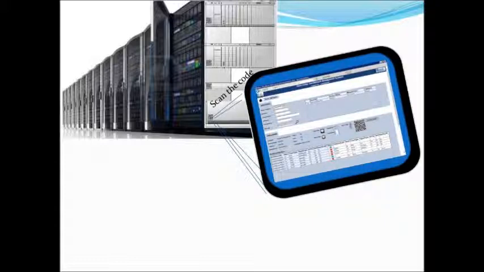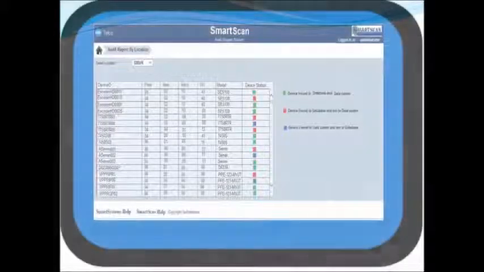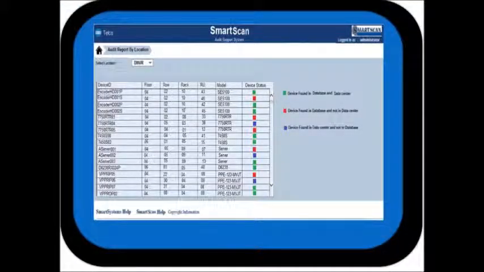When the auditor scans these devices in a center, the system generates an audit summary report. The report summarizes the devices found both in the database and in the center, and also devices missing at either one of these ends. The user shall initiate workflow processes to reconcile these discrepancies.